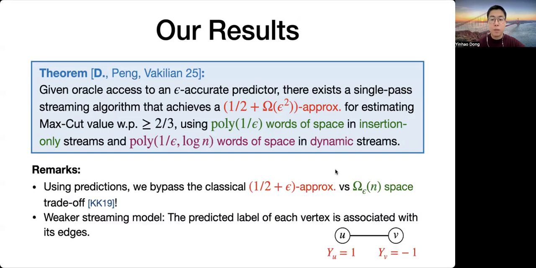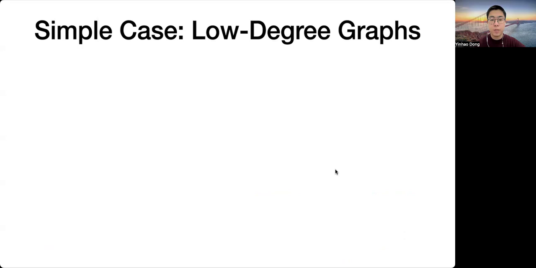Second, our algorithm can actually work in a weaker streaming model. Specifically, we can assume that the predicted label of each vertex is associated with its edges as they appear in the stream. In this model, no additional space is required to store the predictions. Now let's move on to our algorithms.